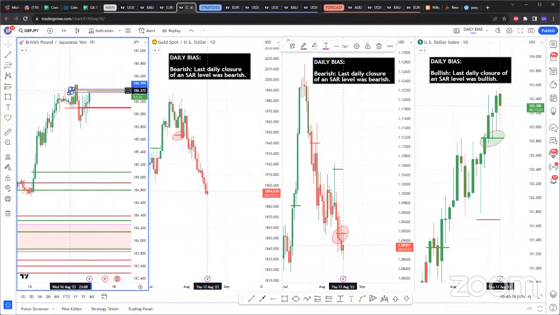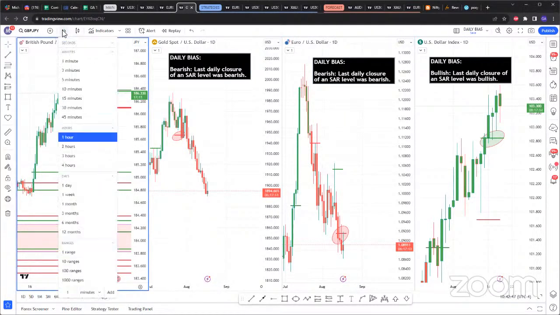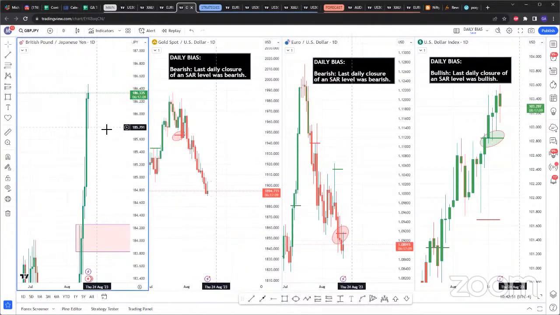So that's how you use the daily bias, and then you come down to the 4 hour and 1 hour to find the areas that align to your daily bias. So hopefully that little demo makes sense.